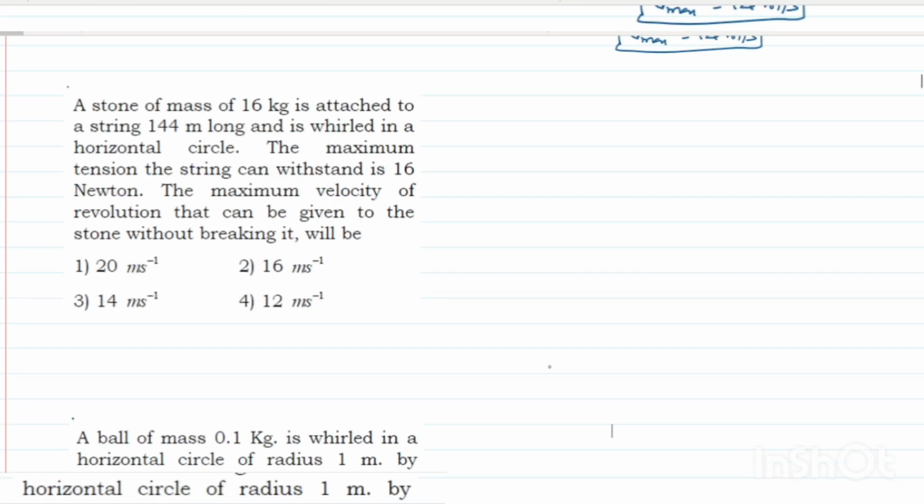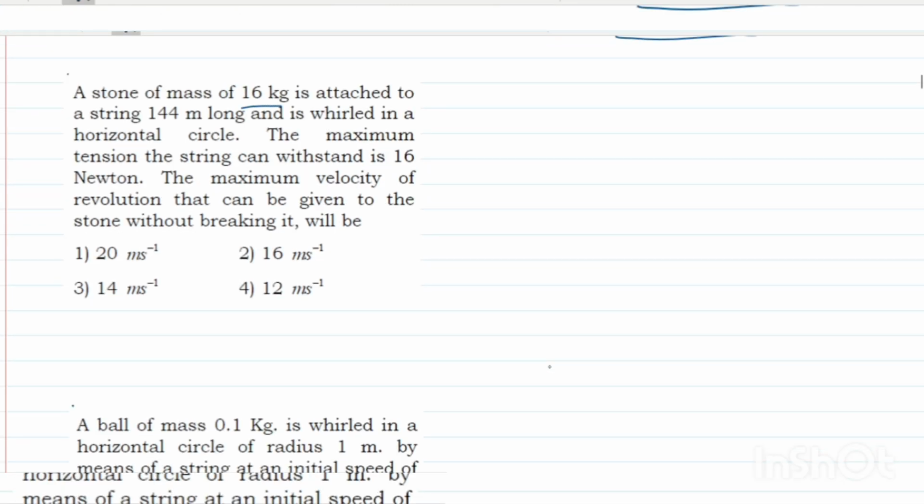Let us see the next question. A stone of mass 16 kg is attached to a string of length 144 meter and is whirling in a horizontal circle. The maximum tension the string can withstand is 16 newton. What is the maximum velocity of revolution that can be given to the stone without breaking the string?